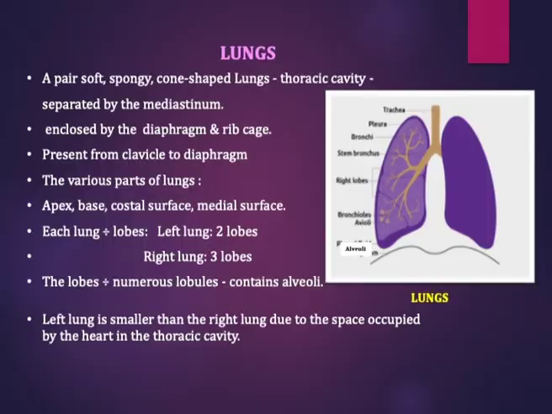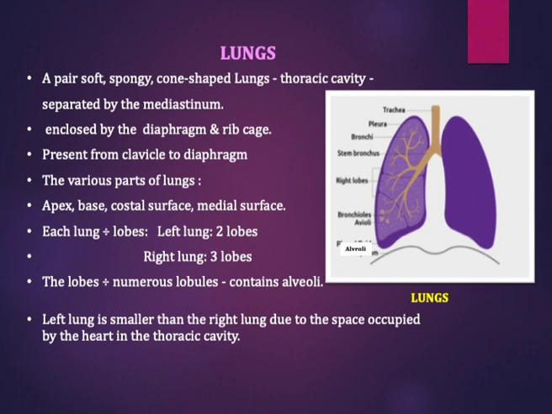Coming to the chief, most important organs of the respiratory system, the lungs. These are a pair in number, they are spongy, soft, and cone-shaped. They are present in the thoracic cavity and they are separated by the space called the mediastinum, and they are enclosed by structures like the diaphragm and rib cage. They extend from the clavicle to the diaphragm. The various parts of the lungs include apex, base, costal surface, medial surface, and each lung further divides into lobes.